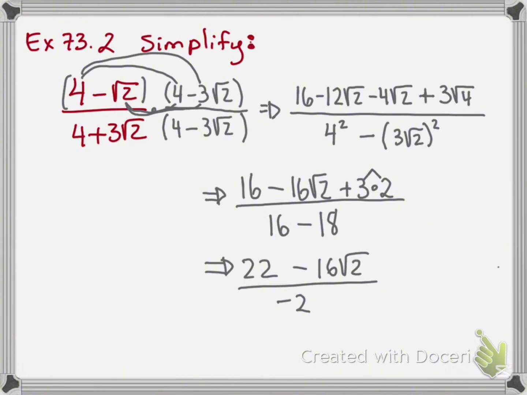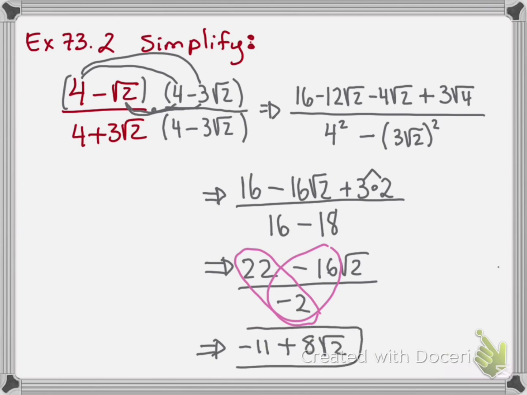Now notice that both the 22 and the 16 are divisible by 2. So we're going to divide. And we've done this before where we divide kind of like in a heart shape. So we're going to divide these two and we're going to divide these two. If I divide 22 divided by negative 2, the answer is negative 11. And if I divide negative 16 divided by negative 2, the answer is positive 8 square root of 2. Notice how the signs change. And in this case, we have no denominator because it cancels by dividing.